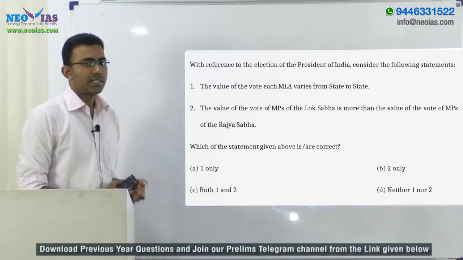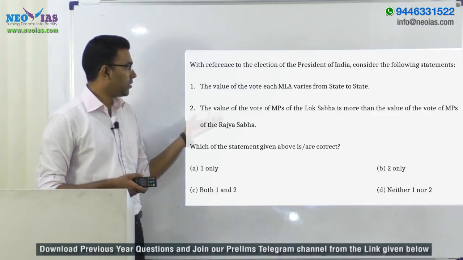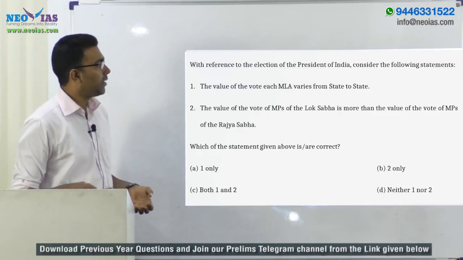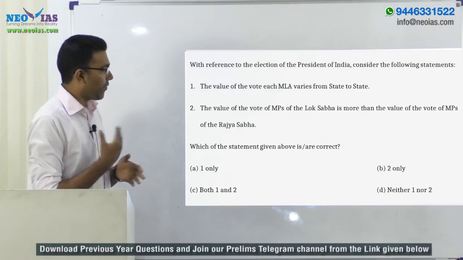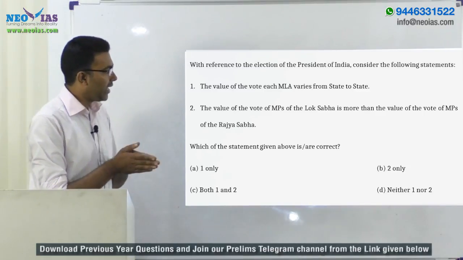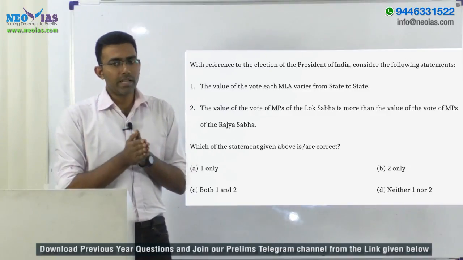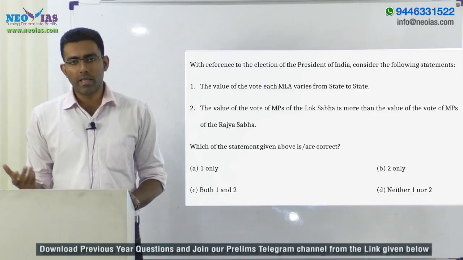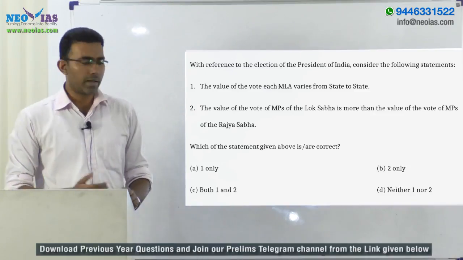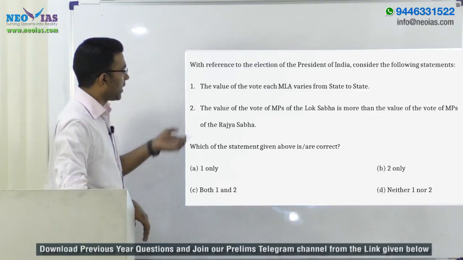Again, this was also discussed in our classes as well as in the test series. With reference to the election of the President of India, consider the following statements. The value of the vote of each MLA varies from state to state. Yes, that is correct. The value of a vote of an MLA varies from state to state. So the first statement is correct.